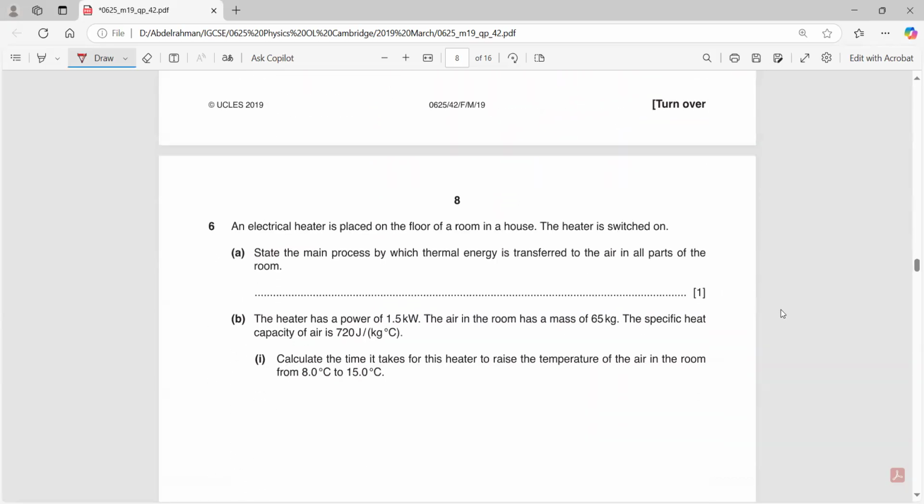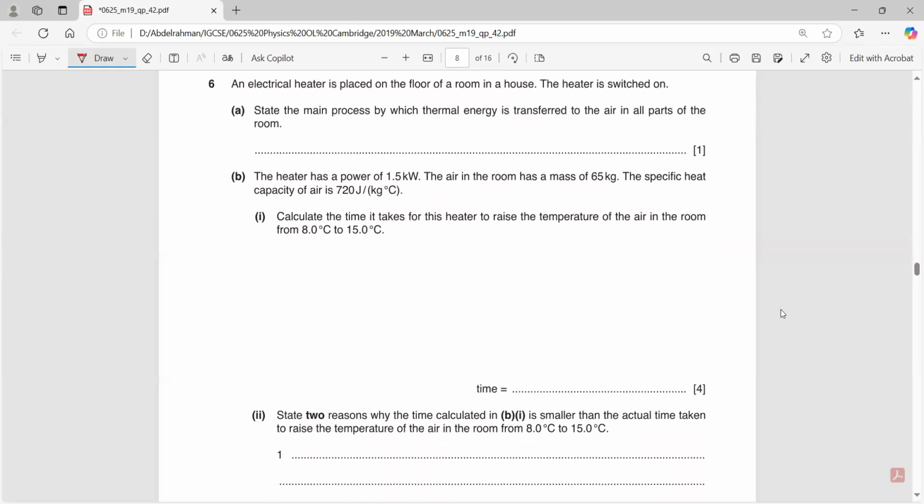State the main process by which the thermal energy is transferred to the air in all parts of the room if you have an electrical heater inside the room. What is the main process? It is by convection.